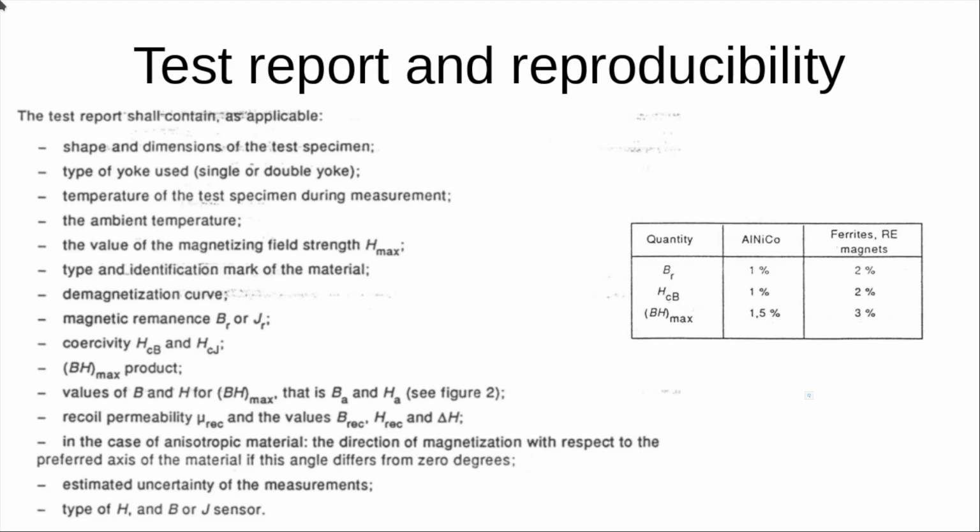To conclude, according to this normative, it is necessary to provide the information listed in the left column in order to characterize a hard magnetic material in terms of remanence, working point, and coercivity.